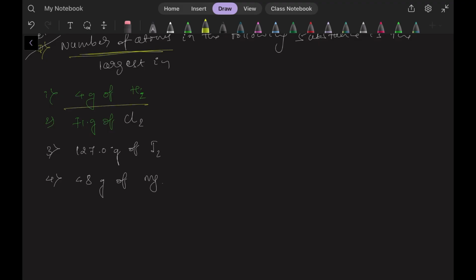Go one by one. We'll go with the bottom one. 48 gram they mentioned, means you have to find out number of moles. Whatever number of moles you will get, that is weight by molecular weight. To that you have to multiply by atomicity. This is important. Again you have to multiply by Na.